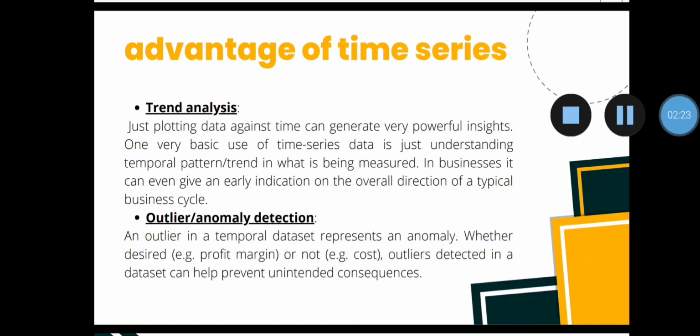Second one is the outlier anomaly detection. An outlier in a temporal dataset represents an anomaly. Whether desired or not, outliers that are detected in a dataset can help prevent unintended consequences.